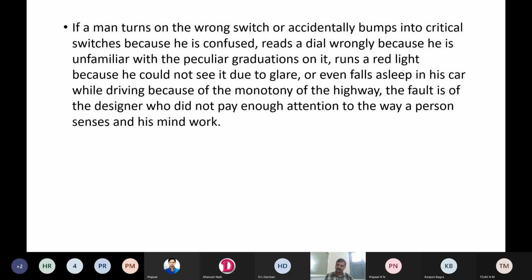If the speed is not displayed properly, for example if someone is driving a car at 200 kilometer per hour, and the car is displaying that you are driving at 100 kilometer per hour, then you know the consequences. By considering all adverse situations in which a person is going to drive a vehicle or operate any machine, a designer has to pay attention and address these issues. Otherwise, the company or the person who is designing these things has to take the responsibility. That is the meaning of this sentence.